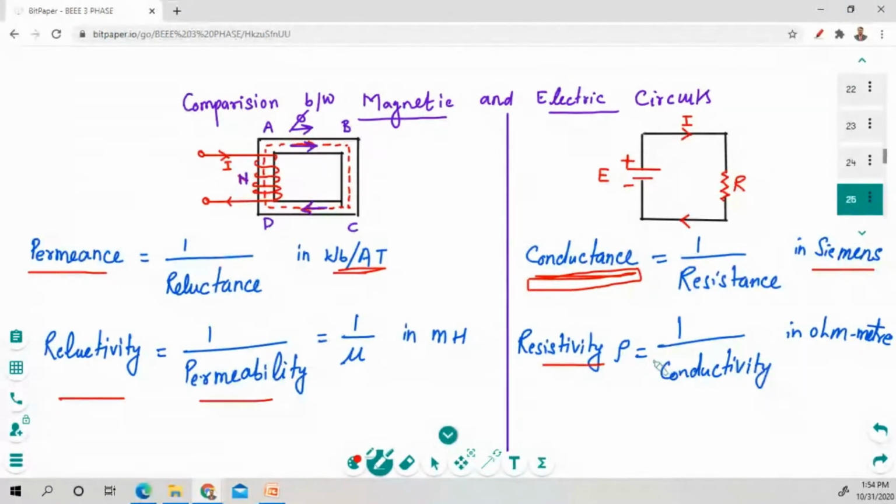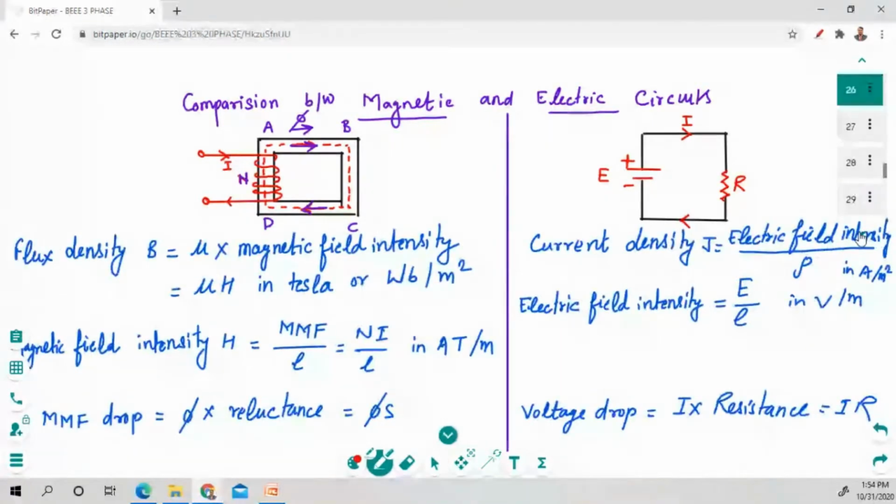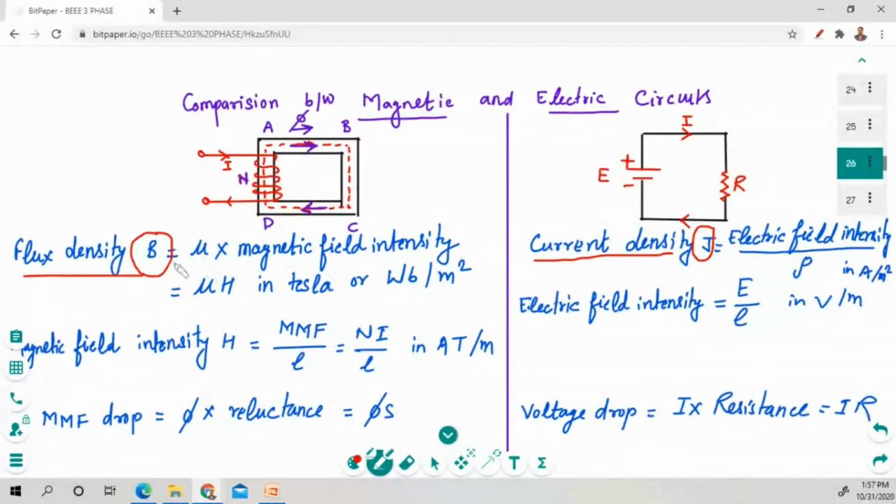And resistivity rho is equal to 1 upon conductivity. Okay, so next is the flux density, and in electrical circuit we have discussed current density. So current density is measured by J, whereas flux density is measured by B. So we have calculated this flux density using mu H, and its unit is Tesla or Webers per meter square. Okay, whereas current density we can measure as electrical field intensity divided by rho.